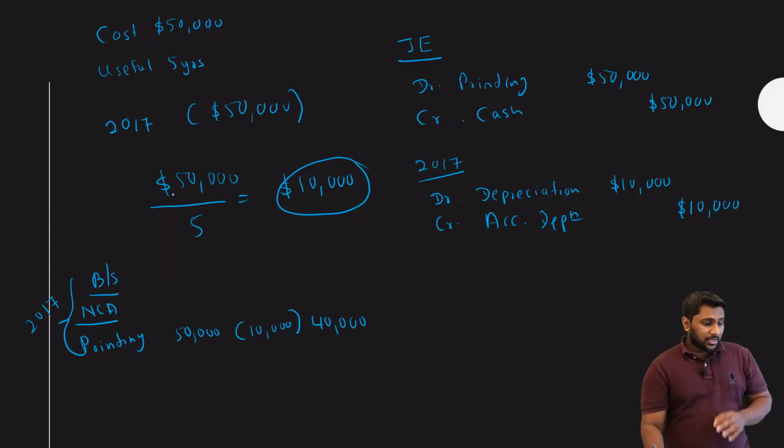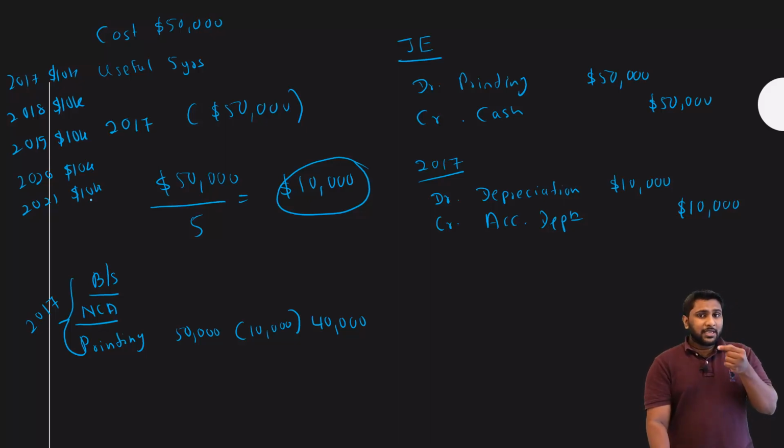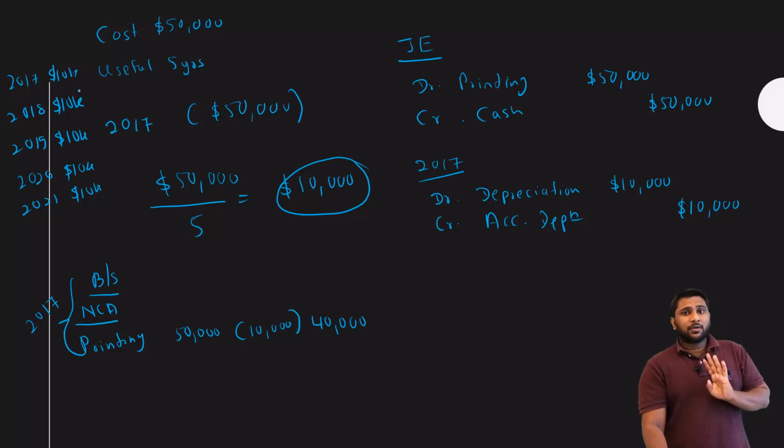For the year 2017 also it is 10,000. For the year 2018 also it is 10,000. For 2019 also it is 10,000. For 2020 also it is 10,000. For 2021 also it is how much? 10,000. So each year you are depreciating your asset by how much? 10,000. So end of the year 2017, the value of the asset should be how much? If it gets depreciated by 10,000, 40,000. Out of 50,000, if it gets depreciated by 10,000, the balance should be 40,000.